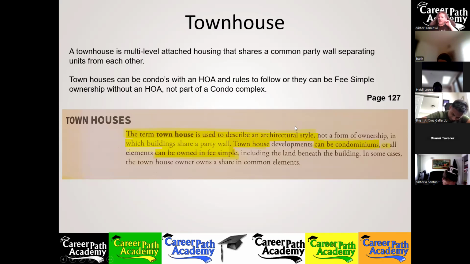So looking at a complex gives you no idea of what form of ownership it is. It could be a townhouse complex where the townhouses are condos. There's an association, a monthly maintenance fee. They take care of the exterior of the building, etc.